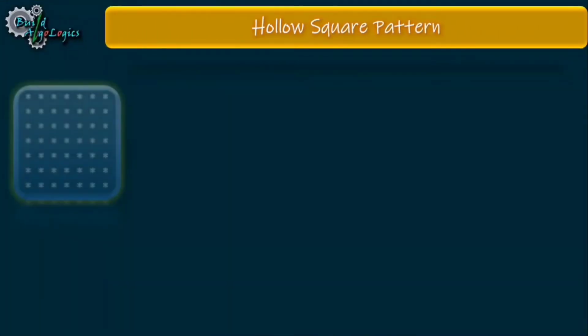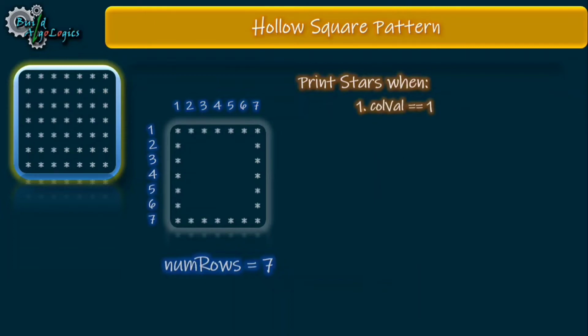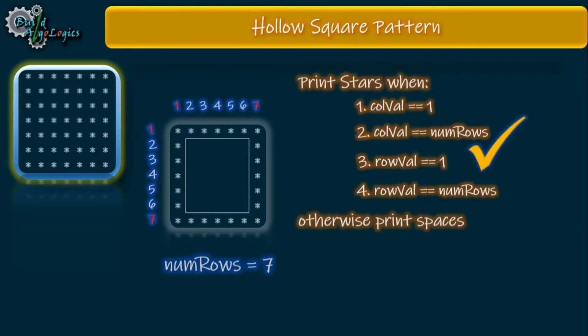Alright, so as we already wrote our code to print the solid square pattern, now we'll see how we can write our code to print this hollow square pattern. Here the number of rows is 7, where the value of row will vary from 1 to 7 and the value of column will also vary from 1 to 7. Now if we analyze this problem, we can simply say that print stars or any pattern symbol if and only if the value of column is 1, and also for the last value of the column, and in this case it is nothing but 7, which is the same as our number of rows. Similarly, this is also true for values of rows, as you can see in this picture. If this is not the case, print spaces instead of printing the pattern symbol.